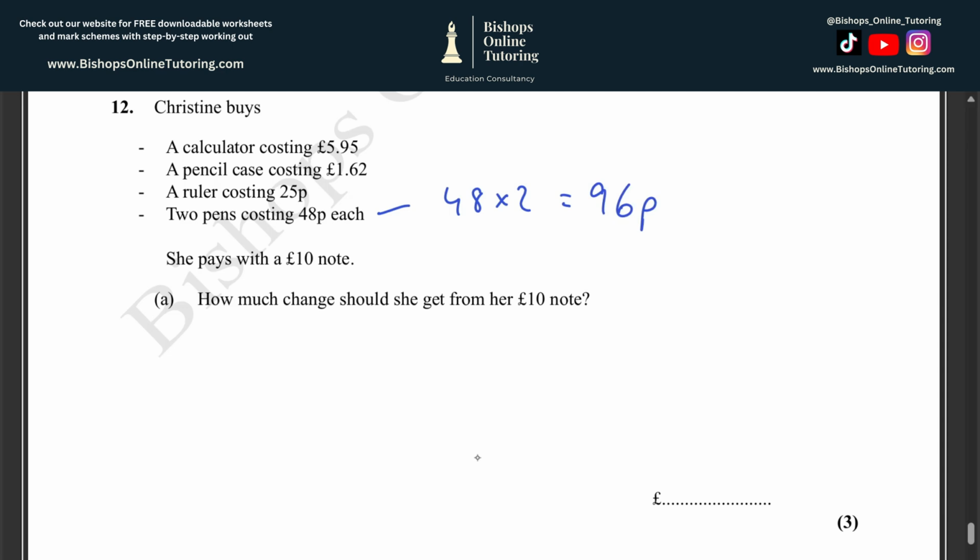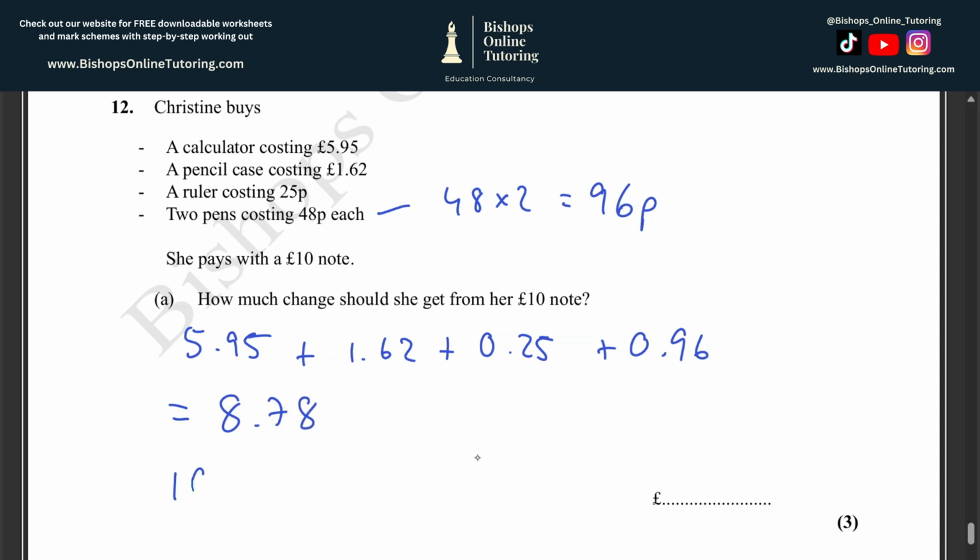So let's first go ahead and calculate everything together, and then we'll take it away from £10. So £5.95 plus £1.62 plus 0.25 plus 0.96. That gives us £8.78. Now let's do 10 take away 8.78, and that gives us £1.22, which is our answer, £1.22.